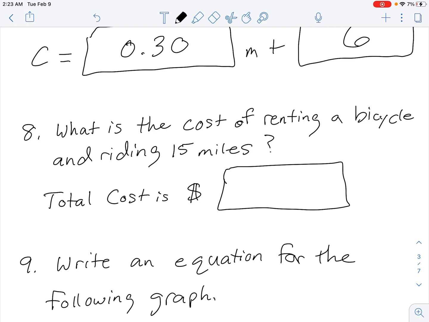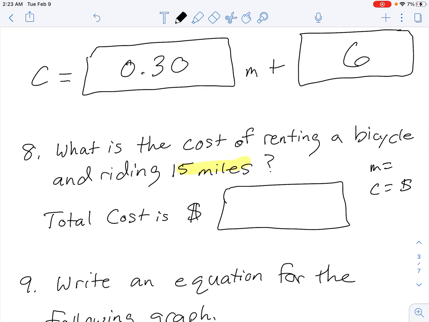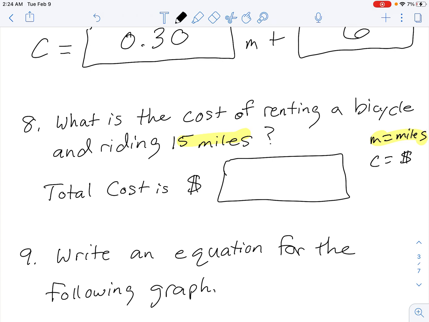It says, what is the cost of renting a bicycle and riding 15 miles? 15 what? Okay, so you know that, and in this one, technically, you have M and then you have C. Cost is going to be in dollars. M is going to be in miles, so obviously that's pretty simple. You're going to plug this in for miles, meaning this is going to be plugged in for M.